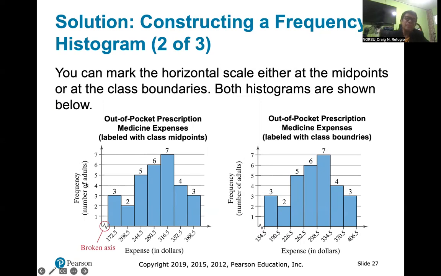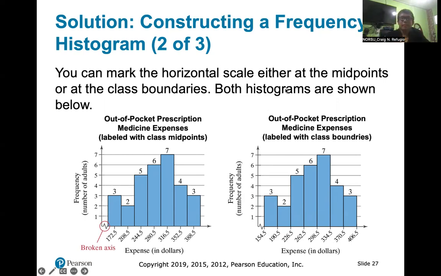So we have the frequency, the number of adults, and this one would refer to 172.5, 208.5, 244.5, 280.5, 316.5, 352.5, then 388.5. Then we have labeled with class boundaries. So we have 154.5, then 190.5, 226.5, 262.5, 298.5, 334.5, 370.5, then 406.5.